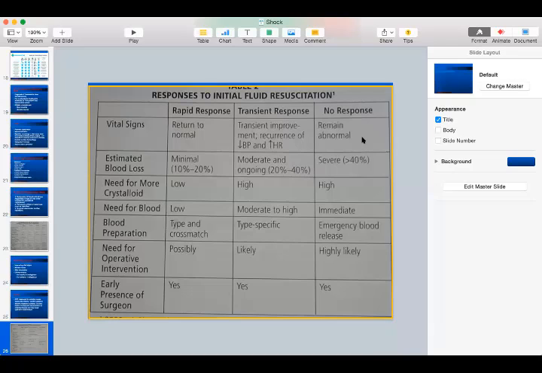Yes, yes, and yes. When there's no response to initial fluid resuscitation, the vital signs will remain abnormal. The estimated blood loss will be severe, way more than 40%. Need for more crystalloid, high. Need for blood is immediate. Blood preparation, emergency blood release. Need for operative intervention is highly likely. So you're definitely going to go with surgical intervention and try and locate the bleeder.